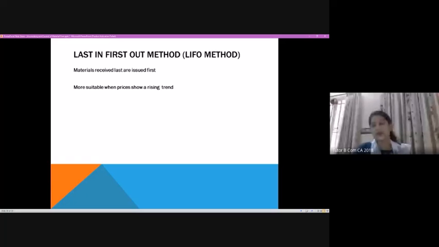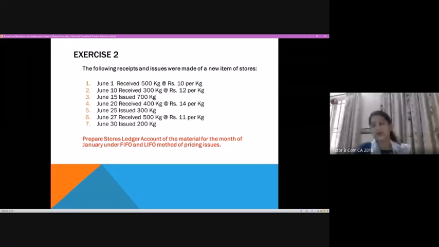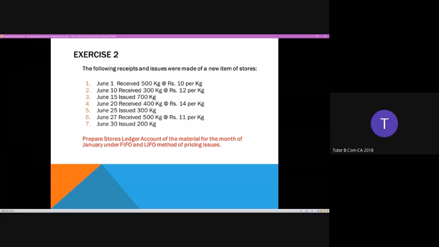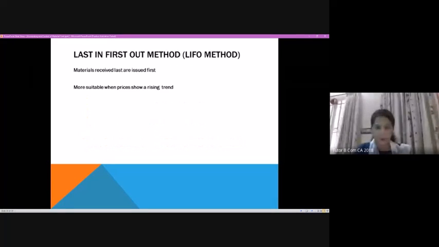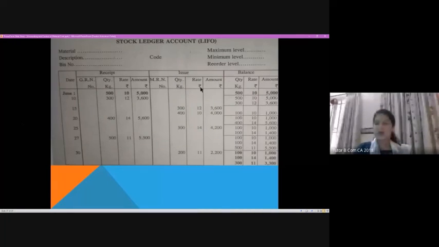Now we will just look at one example for this, right? In this case, you can observe June 1 and June 10th, there are receipts, right? So there is no difference. Receipt part, there is no difference. The difference in LIFO and FIFO method comes when there is an issue, based on requisition coming up from different departments. Okay, so we are going to look at, see here, the first part is same.